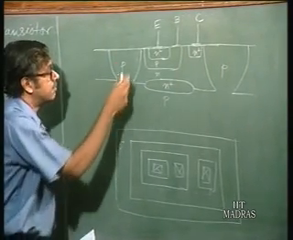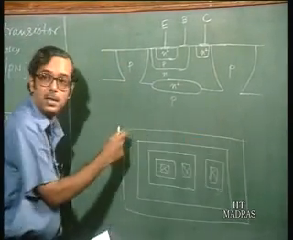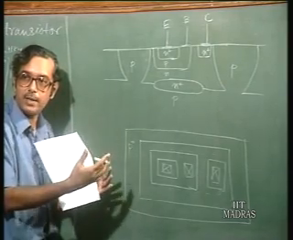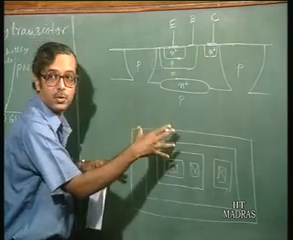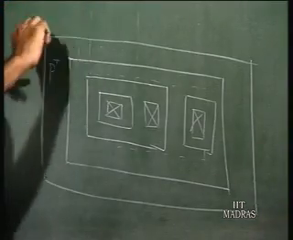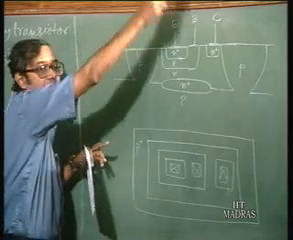Actually, this is the island. It is like an island in which you have the transistor. This is the top view. You are looking from the top. This is the cross section. So, this is from the top view. It is actually circular.